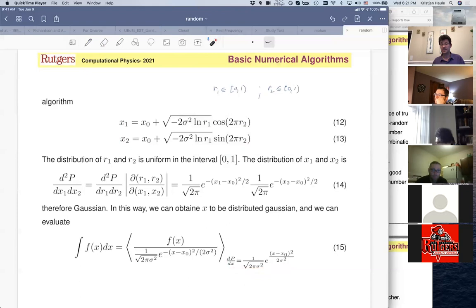Okay, so how do we know that the distribution of points is going to be Gaussian? Well, all we need to do is calculate the Jacobian. The distribution of points with respect to x1 and x2 is the distribution of points with respect to R1, R2 times the Jacobian, so we need to change variables from R1, R2 into X1, X2. So this is the Jacobian. And now how do we calculate it? Well, this is simple algebra, something we can easily do, we're all supposed to be able to do it. The Jacobian for this case is the product of Gaussians.